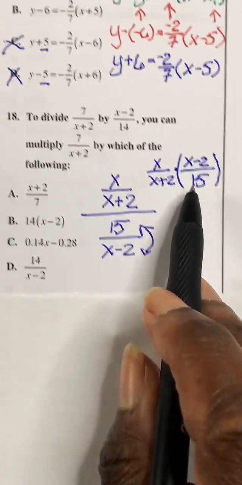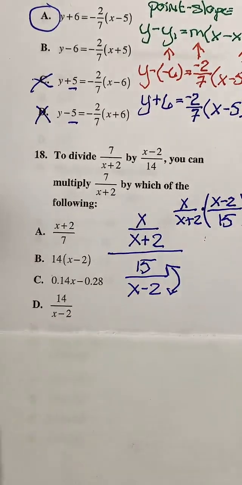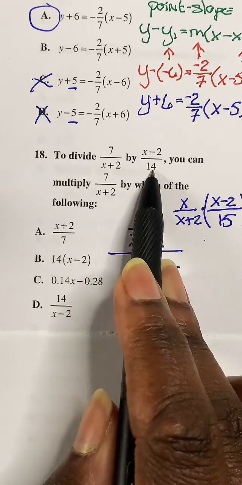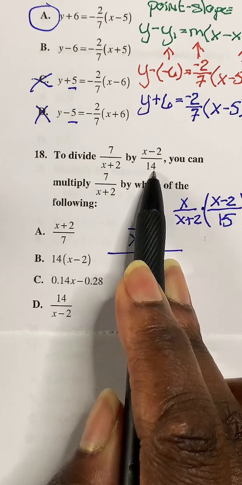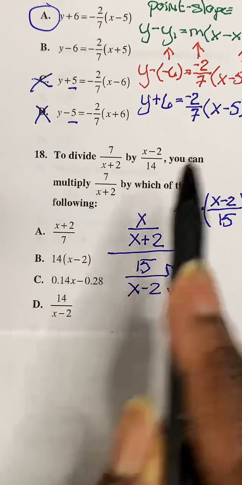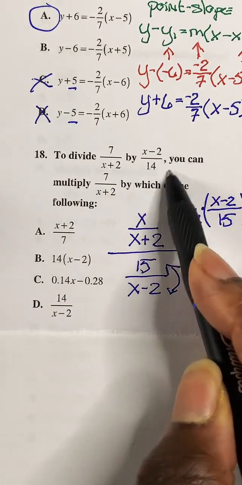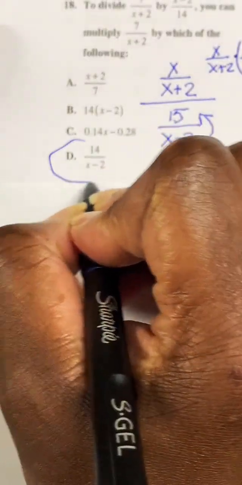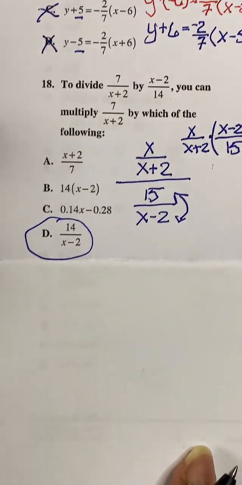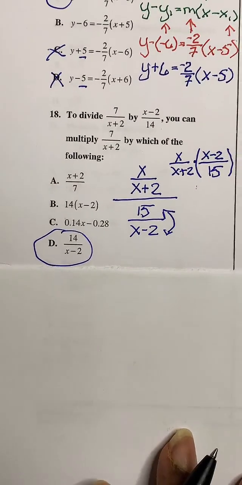This is what they're trying to say up here. So if I'm dividing this by this, that means this was the numerator and this is the denominator. That means I can multiply by the reciprocal of the second fraction, which is simply going to be D. Because all we had to do is flip.